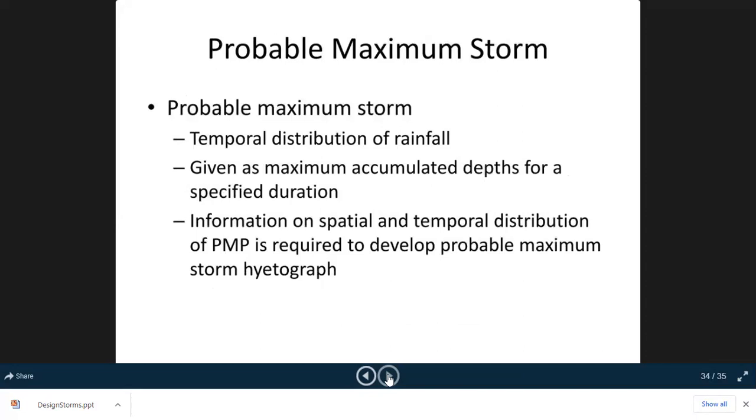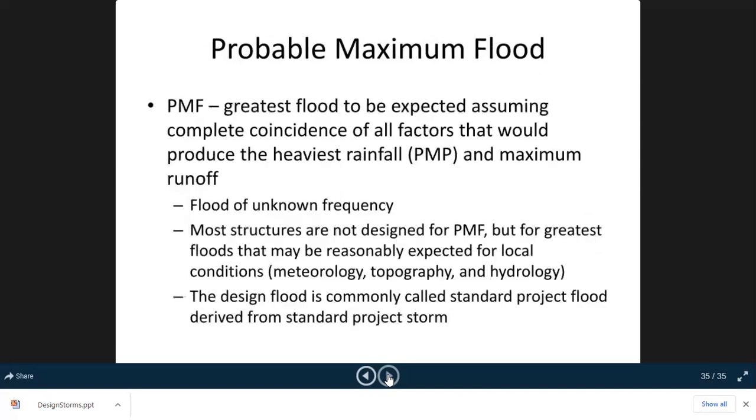Yes, this is also important to you. The probable maximum storm: temporal distribution of rainfall given as maximum accumulated depths for a specified duration. Information on spatial and temporal distribution of PMP is required to develop the probable maximum storm hydrograph and a probable maximum flood.